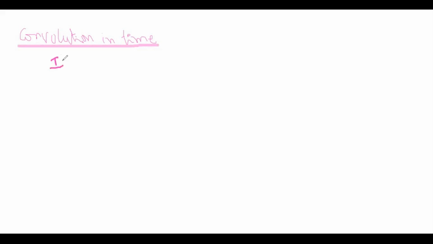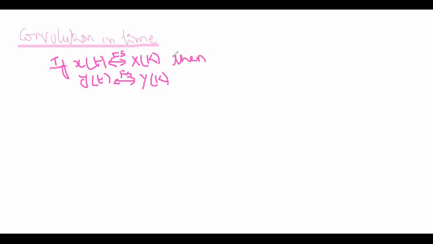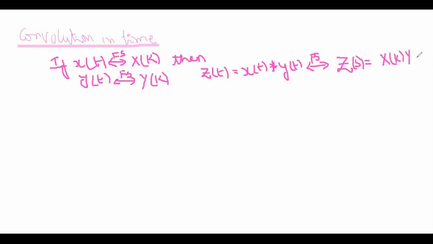What is the statement saying? If x of t has Fourier series coefficients x of k and y of t has Fourier series coefficients y of k, then the convolution z of t, which is the convolution of the two signals x of t and y of t, has Fourier series coefficients z of k equal to x of k into y of k.